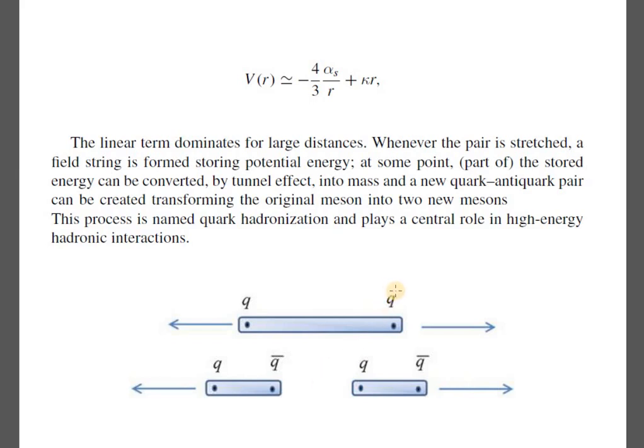This should be q-bar, I'm sorry for that. And after that, if you stretch it a lot in these two directions, then in between, using some part of the energy taken in from the stretching, a q q-bar is formed, and we now have a new quark antiquark pair. And as a result, we have got two new mesons. This process is called quark hadronization, and it plays a very central role in high energy hadronic interactions.